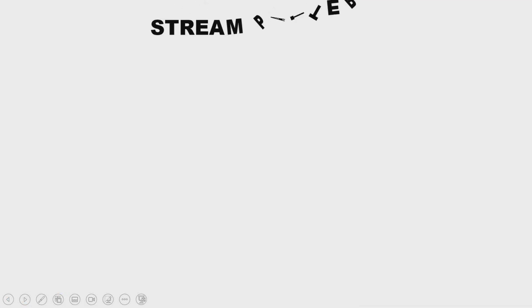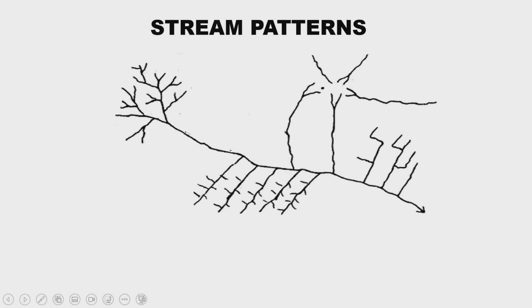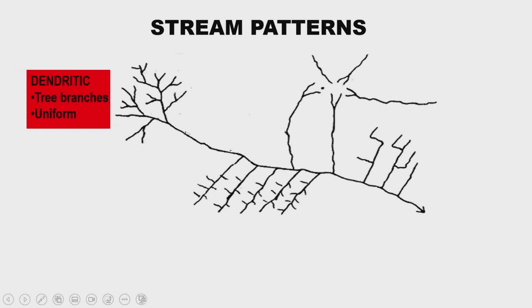First, we're going to drop a very common drawing that we know from our previous slides, and the patterns are well illustrated there. So we are not going to go deeper into the analysis of each, but you'll see that there we are looking at the dendritic pattern, which is shaped like branches of a tree, and is found over uniformly resistant rocks.